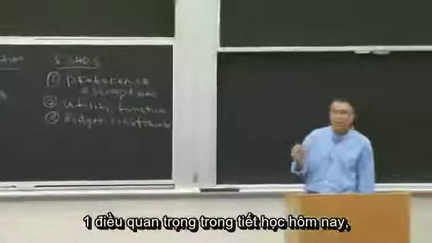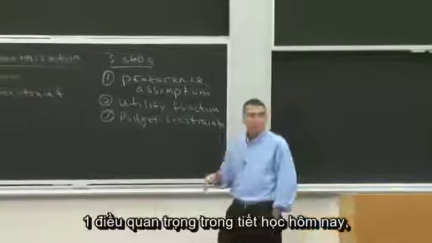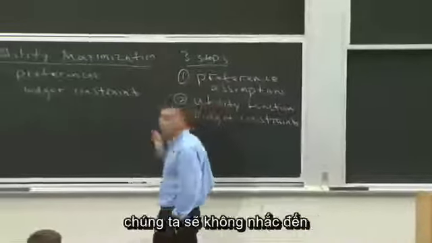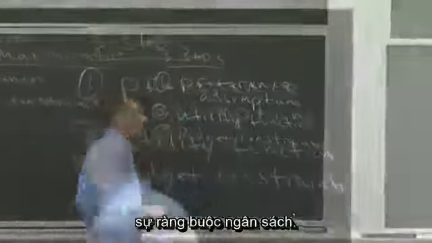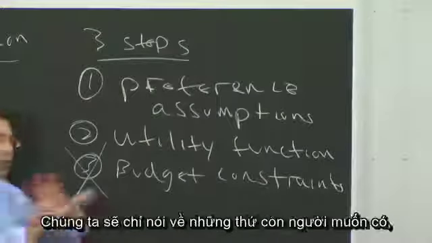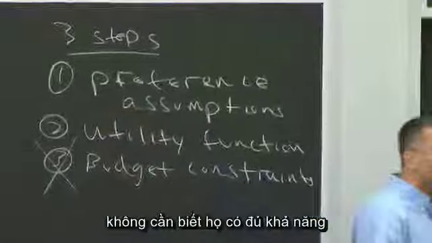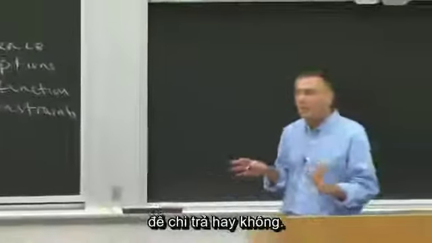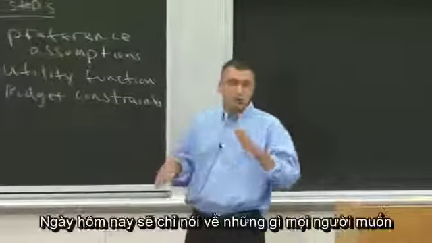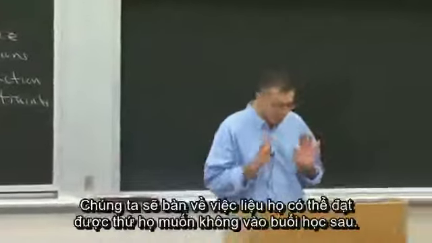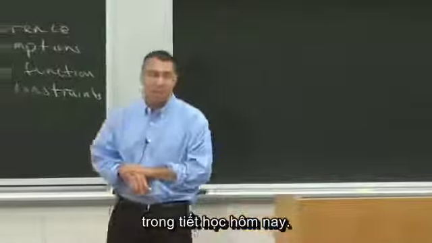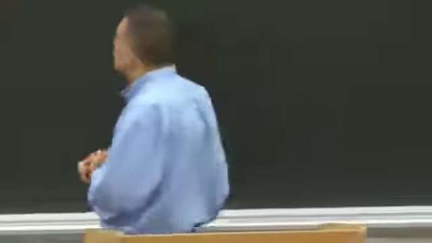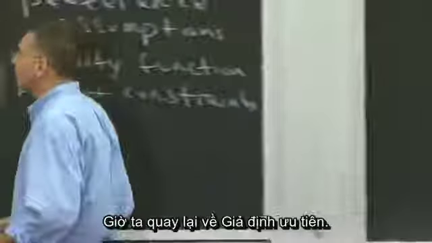Now, importantly, for today's lecture, we are not dealing with budget constraints. So today we're not going to worry about the budget constraint. We're just going to talk about what people want, and put out of our mind whether or not they can afford it. We'll come back next time to whether they can afford it. We're just going to think about unconstrained preferences today. Now, let's talk about our preference assumptions.